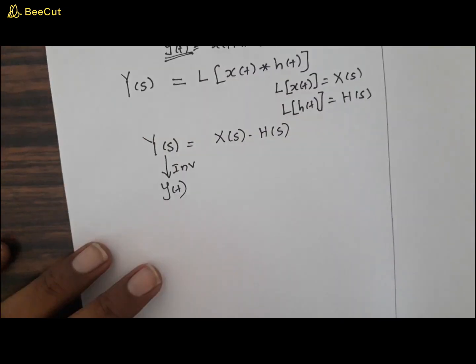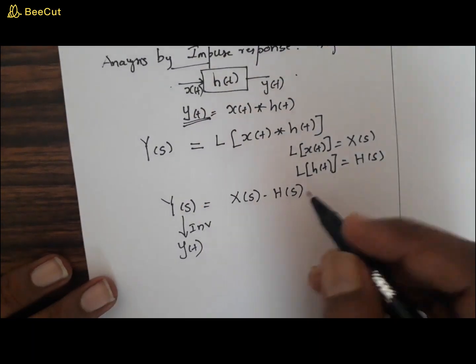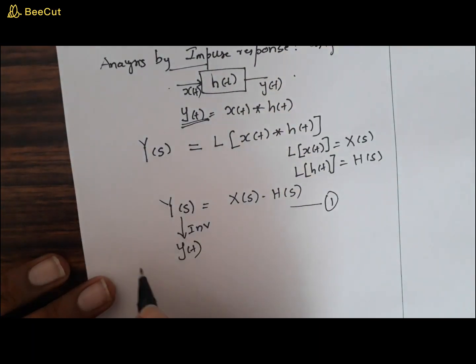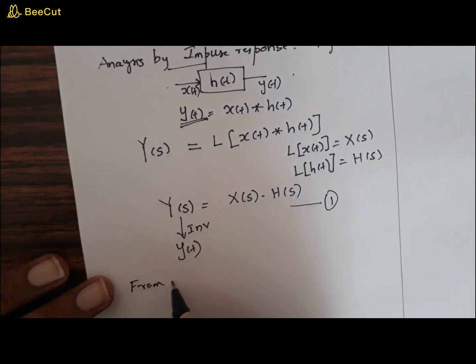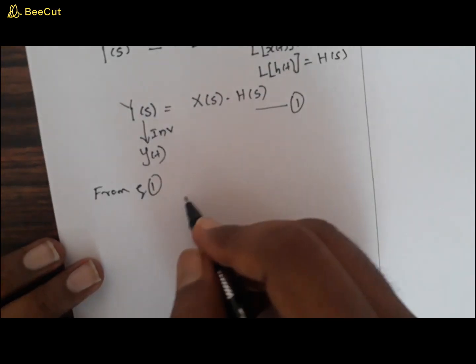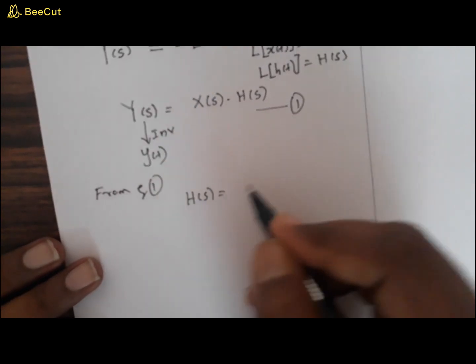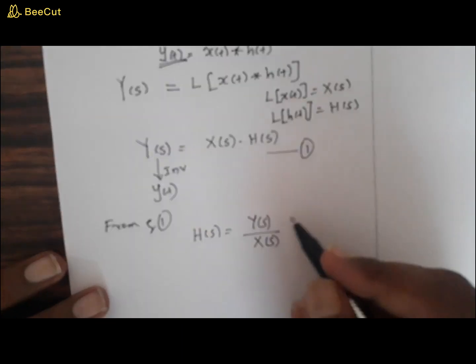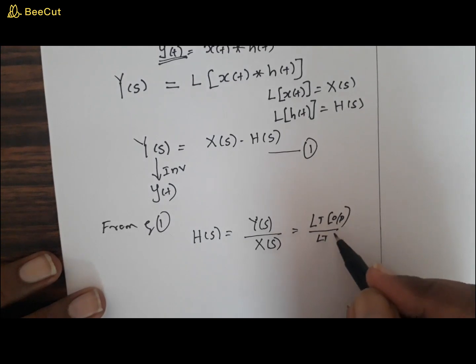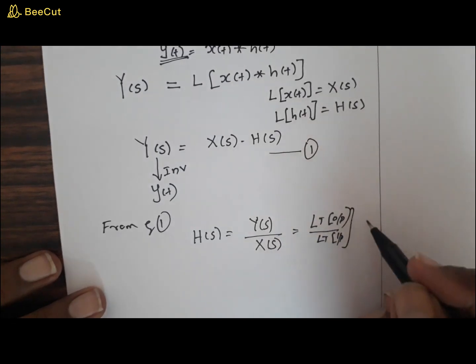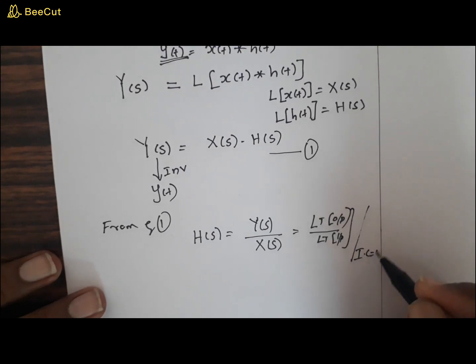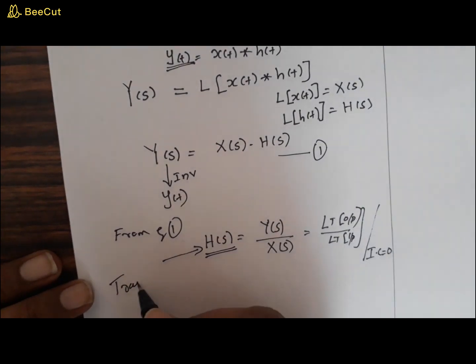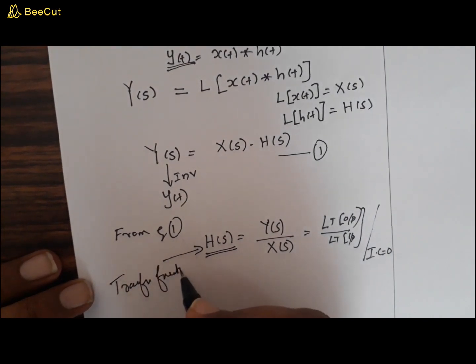Now listen please. Let us mark this as equation 1. From this equation 1, you can write another expression for H of s. H of s is nothing but Y of s by X of s. That is the ratio of the Laplace transform of the output to the Laplace transform of the input. And if you assume the initial conditions to be 0, then you can call this the transfer function of the system.